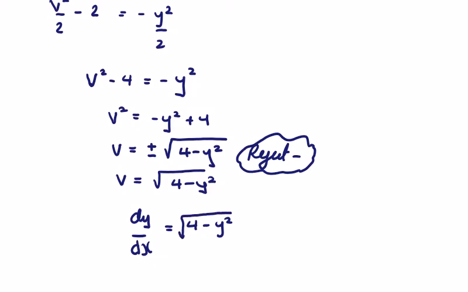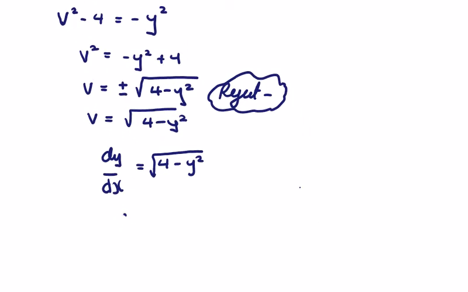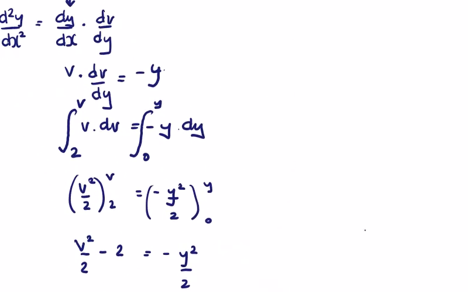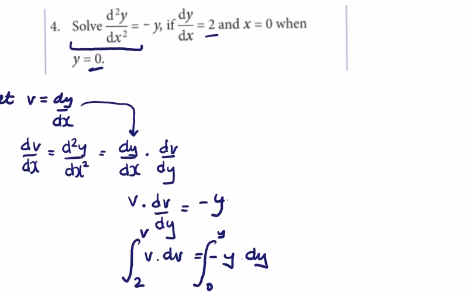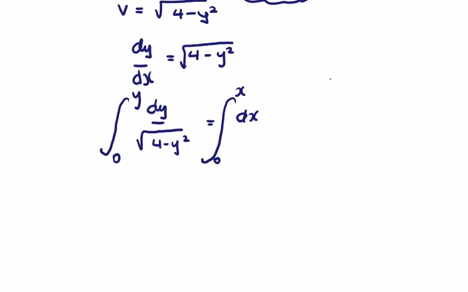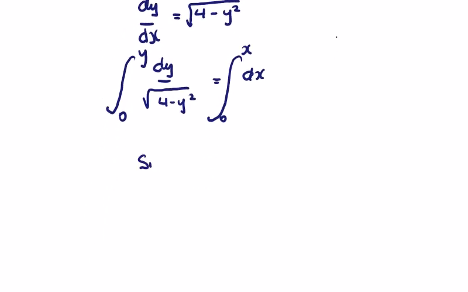It's going to integrate to the inverse sine. So dy over the square root of 4 minus y squared is equal to dx. Integrating the left hand side, what are my values for y and x? Y is 0 and x is 0. And if we integrate the left hand side here, we're going to get the inverse sine of x over a, which is y over 2.